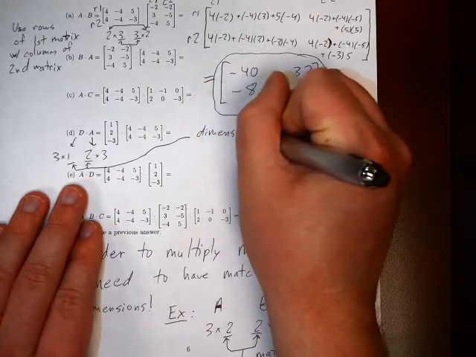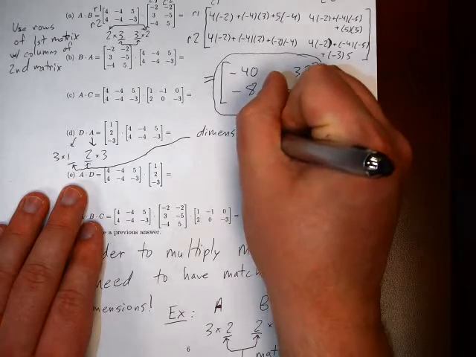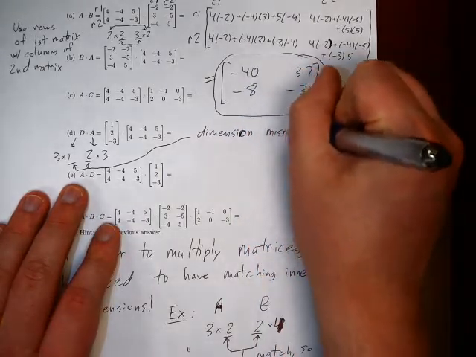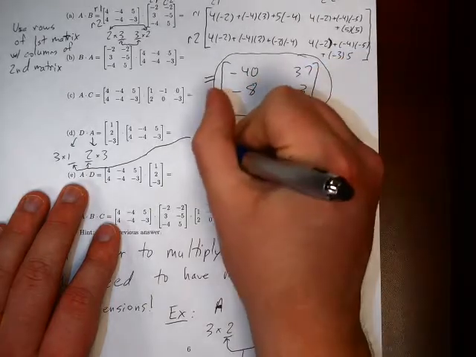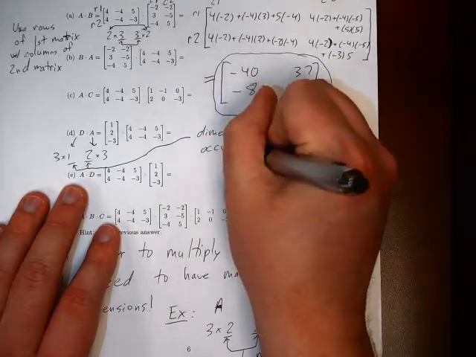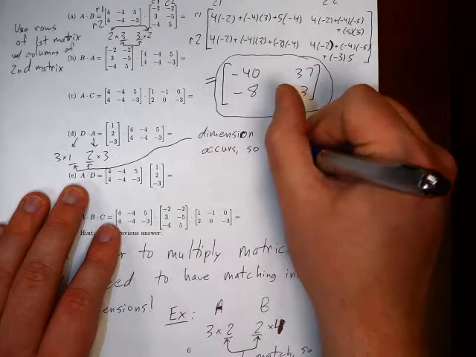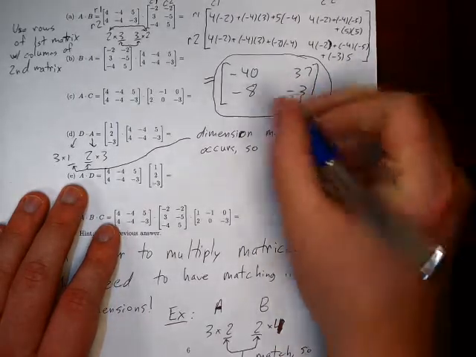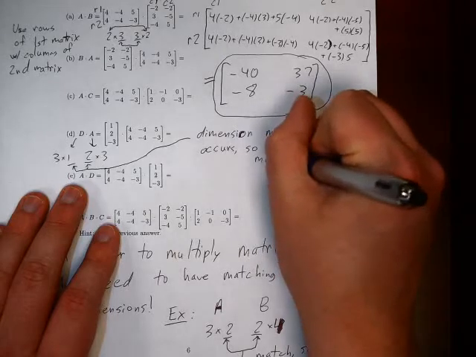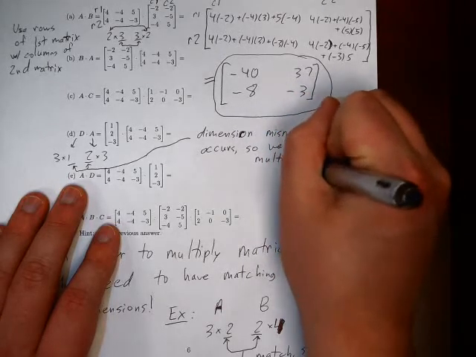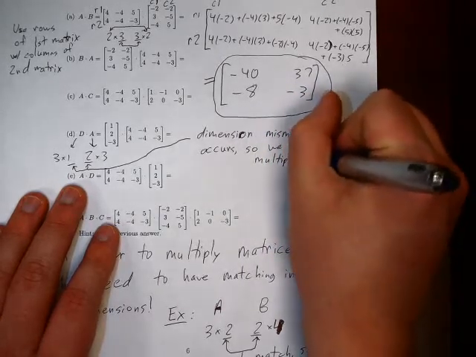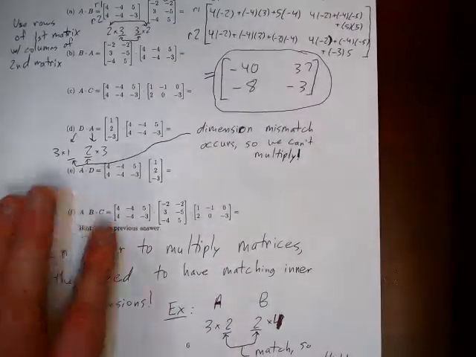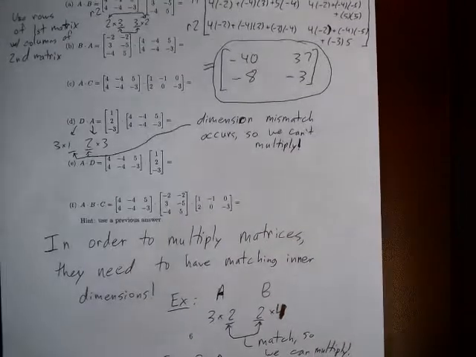So a dimension mismatch occurs. So we can't multiply. This is the thing we want to be careful of, just checking if those dimensions are going to work for us and making sure we can multiply.